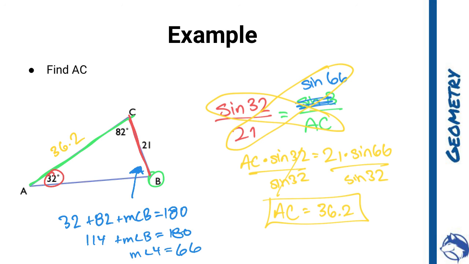And I always just like to double check: 66, that's bigger than 32, so it should be all good, and it checks out.